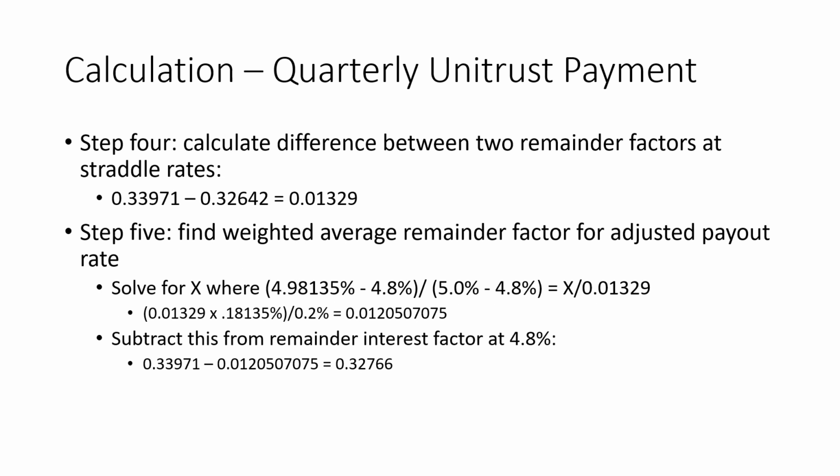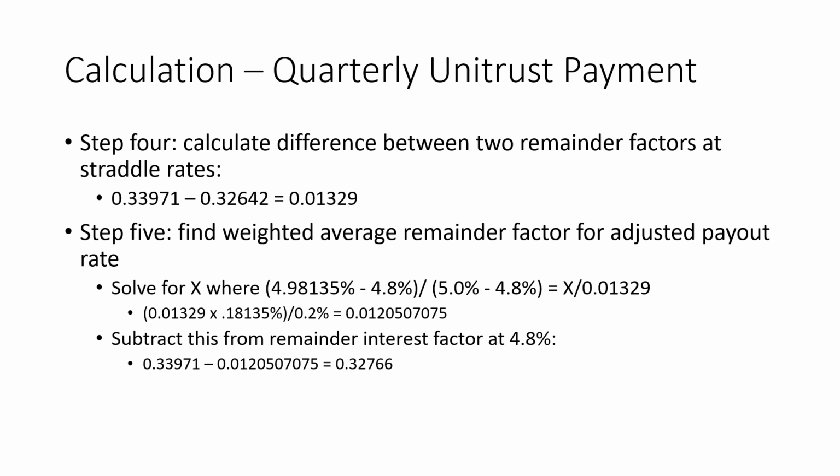So to get there, what we're going to end up doing is solving for x using the proportion formula, from algebra. I couldn't really illustrate a good fraction here, but this is shown in IRS Publication 1458 if you want it. So you take a fraction, the numerator of which is the difference between the adjusted payout rate and the next lowest rate, and the denominator of which is the difference between the two payout rates for which we had factors we could use here, the straddle rates.